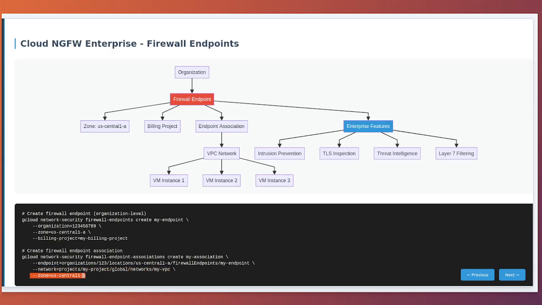The enterprise features shown, IPS, TLS inspection, threat intelligence, and Layer 7 filtering, are all services that run on these firewall endpoints, providing capabilities that were previously only available in expensive hardware appliances.